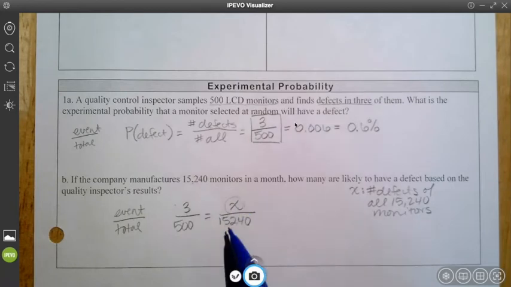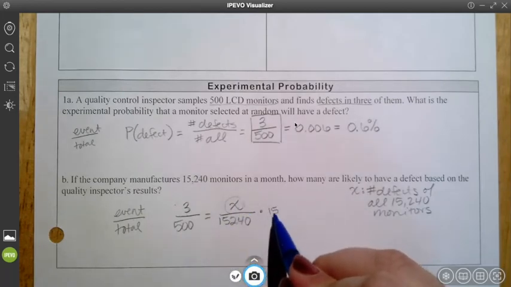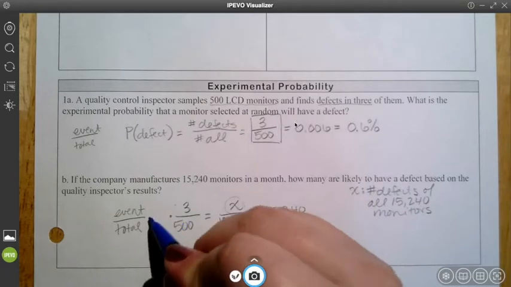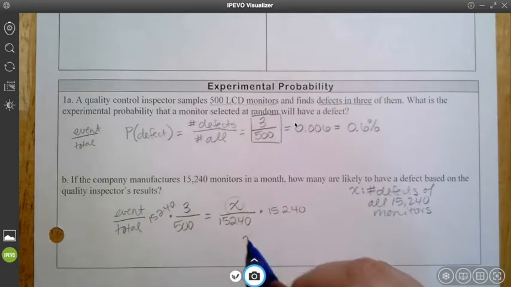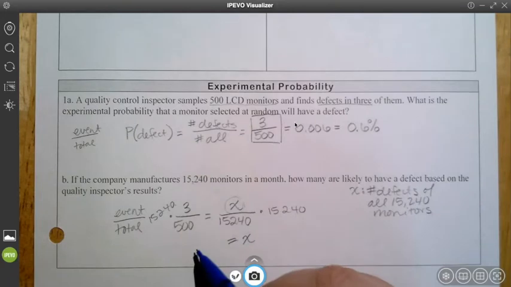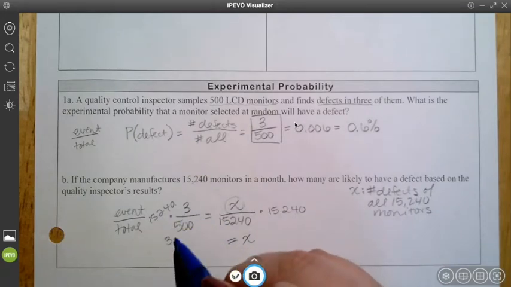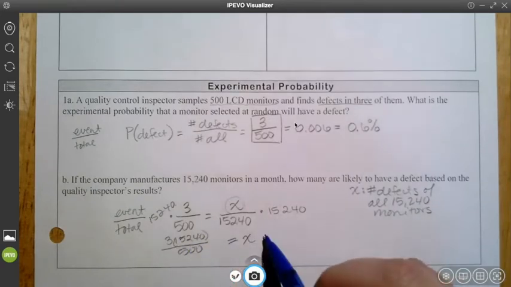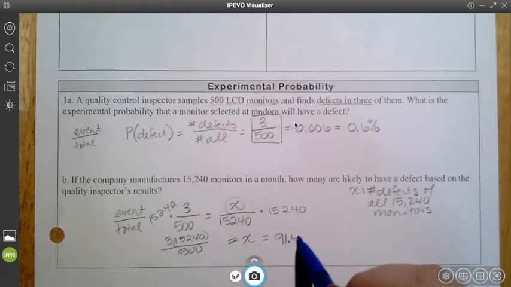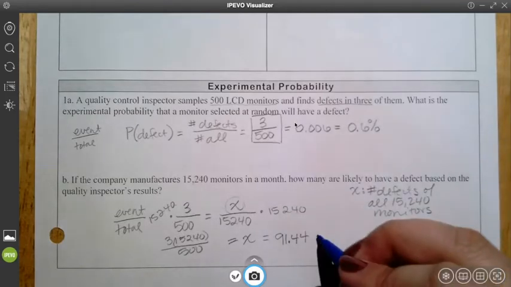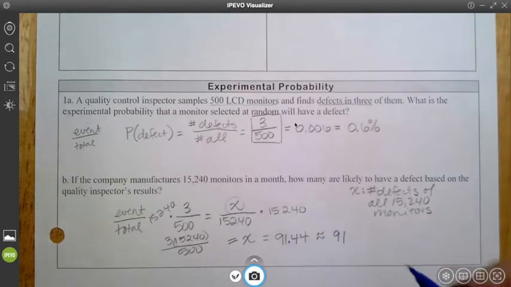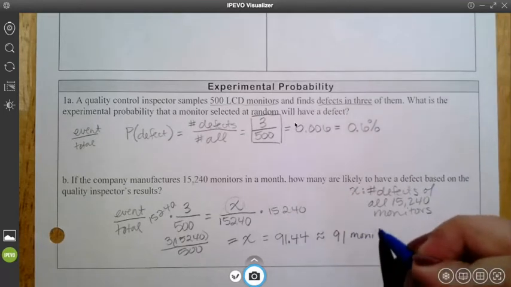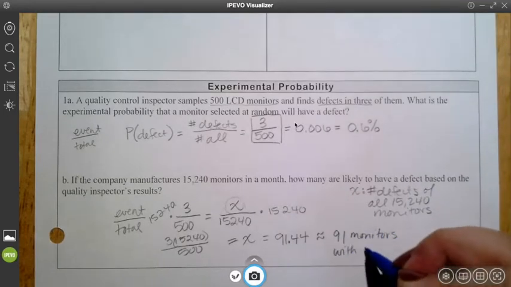Well, to solve for x, I want to multiply both sides by 15,240 so that I can get x equals, and I would absolutely use a calculator for this part, 3 times 15,240 divided by 500, which gives us 91.44. Now I can't have 91.44 monitors, and so we're going to round to the nearest whole number. And so we approximate that to be 91 monitors with a defect.